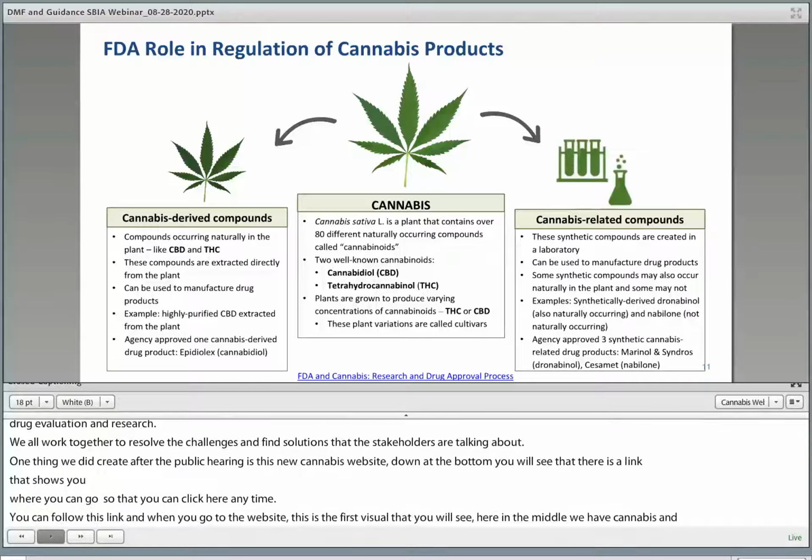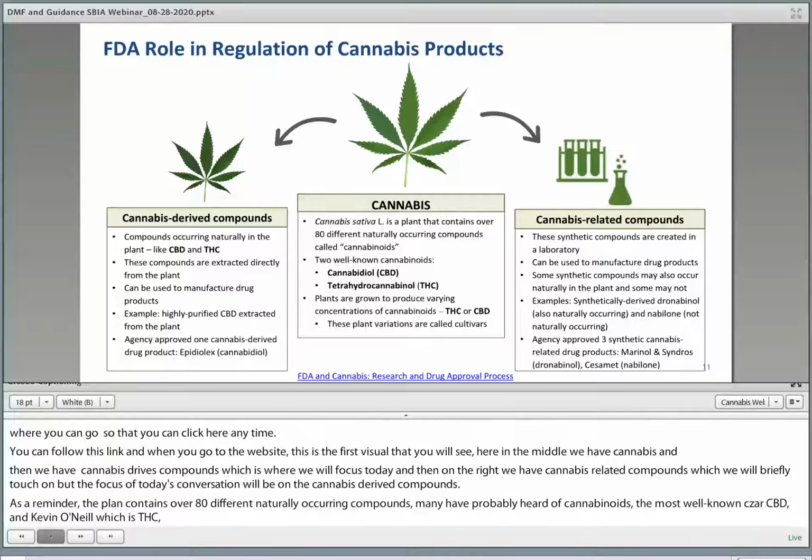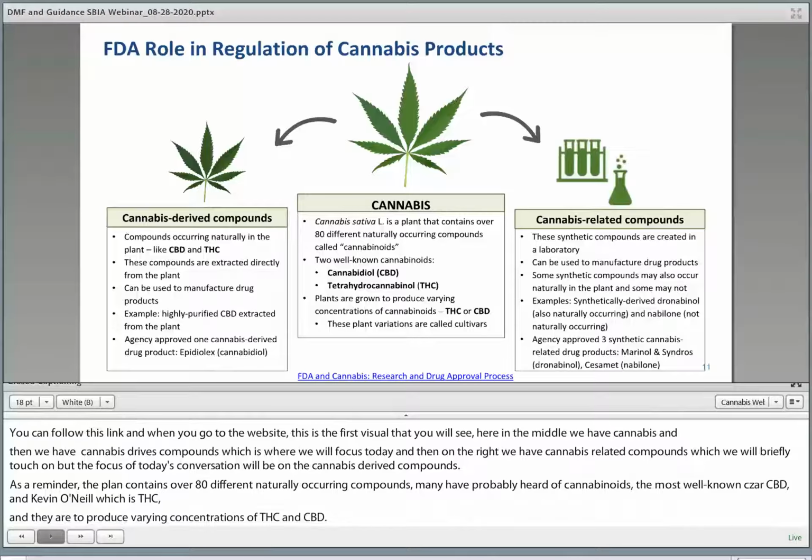So just as a reminder, the Cannabis sativa L. plant contains over 80 different naturally occurring compounds. Many of you have probably heard of cannabinoids. The two most well-known are cannabidiol, which is CBD, and tetrahydrocannabinol, which is THC. And these cannabis plants are grown to produce varying concentrations of cannabinoids like THC and CBD. And these different plant variations are called cultivars. And all that means is humans have intervened to cultivate different varieties of cannabis plants, and they choose specific traits of the plant that they want to either magnify or they want to lessen.